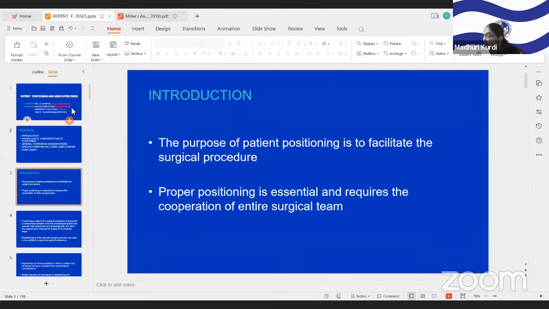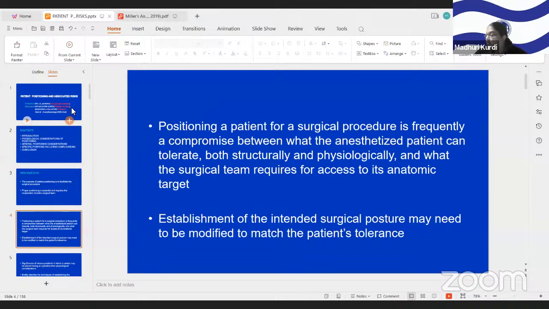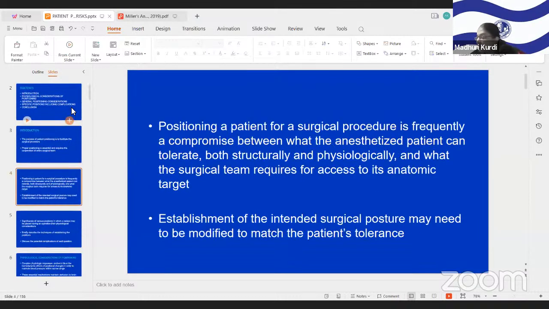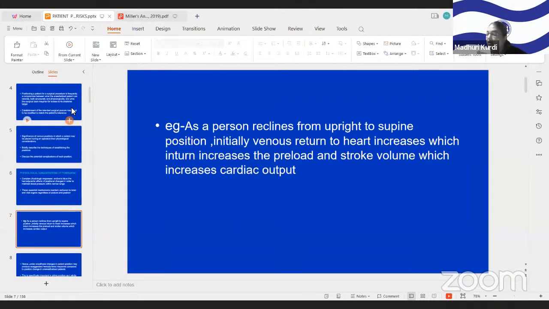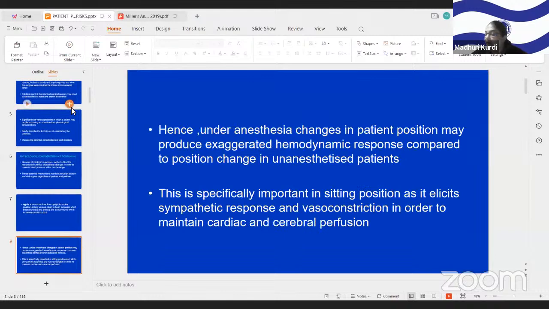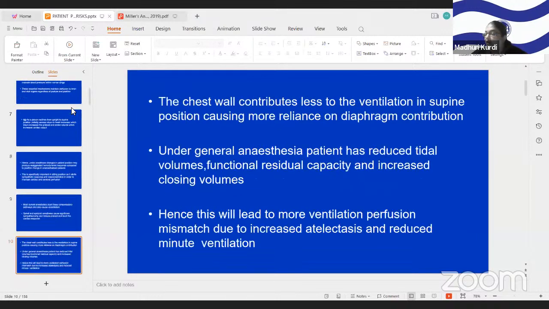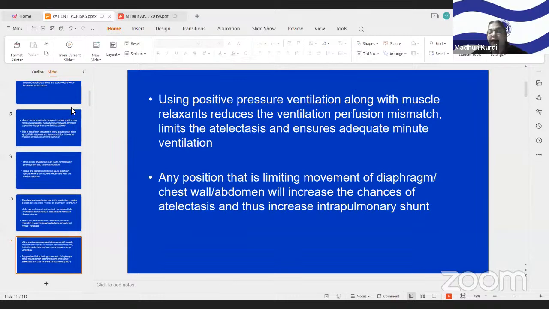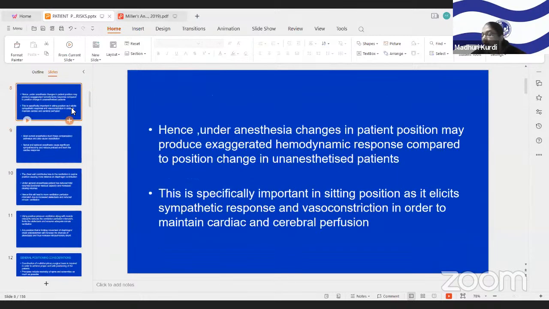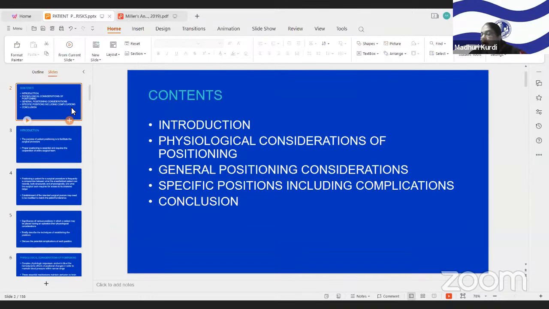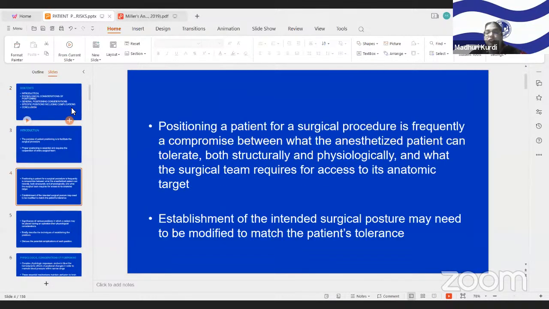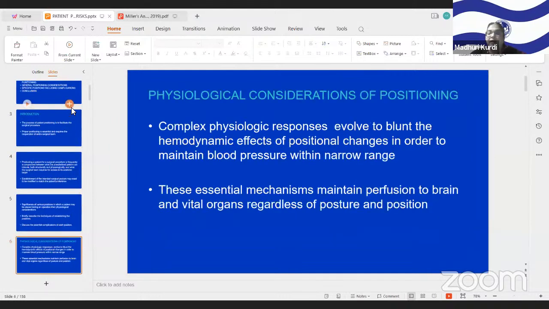Now, if it is an unanesthetized patient, as she said, he or she is quickly able to adjust to sudden changes in position because all his reflexes will be intact. But so can anybody tell me, or can Janvi tell, what are these compensatory mechanisms for being able to adjust to sudden changes in position in an unanesthetized patient?